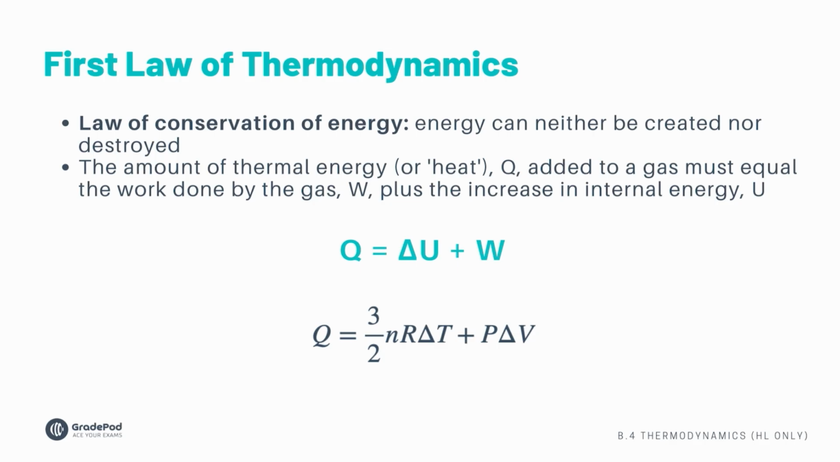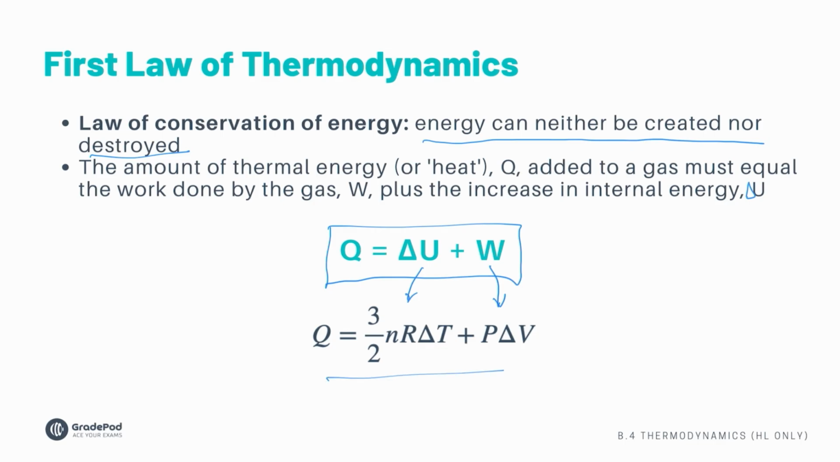By considering the law of conservation of energy, and of course we remember that energy can neither be created nor destroyed, we can find that the amount of thermal energy or heat energy added to a gas must equal the work done by the gas plus the increase in internal energy delta U. And if we do that as an expression, then it's Q equals delta U plus W. Of course, we had these expressions for delta U in the previous slide and an expression for W in the previous slide. So actually, the first law of thermodynamics, if you want the complicated version, is that. Most people just tend to rely on this though.